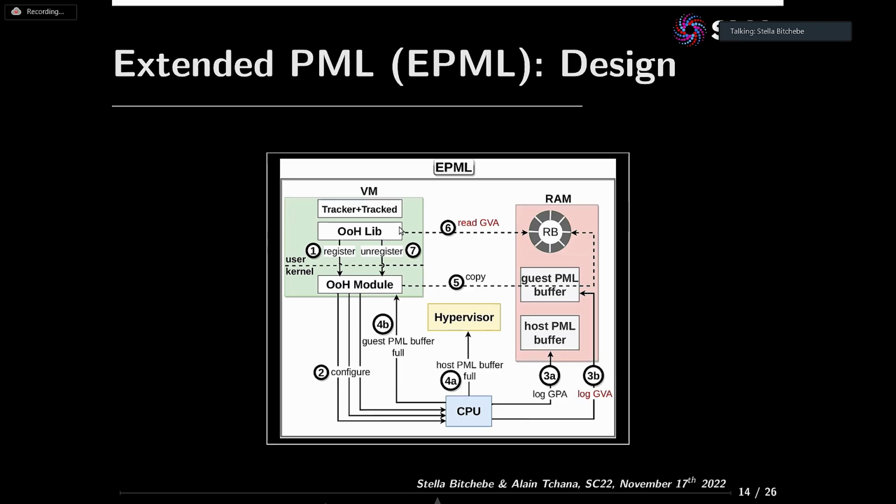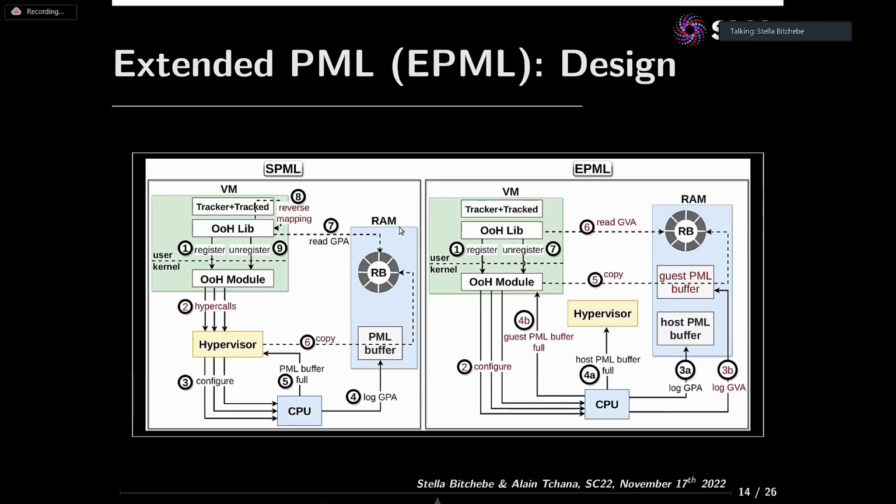So compared to shadow PML, we have removed the hypervisor intervention, and thus the costly hypercall. We have extended the PML functioning so that with extended PML, the tracker already has the virtual addresses, so we no longer need the reverse mapping.